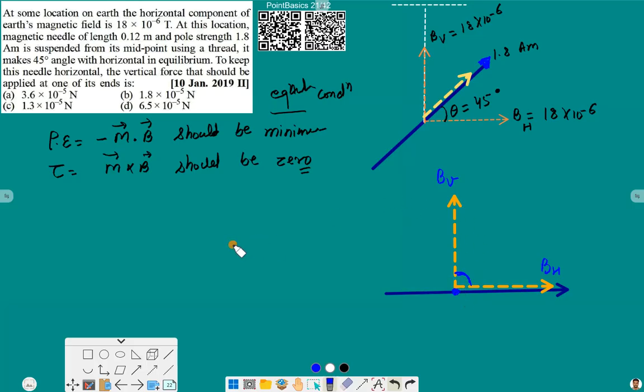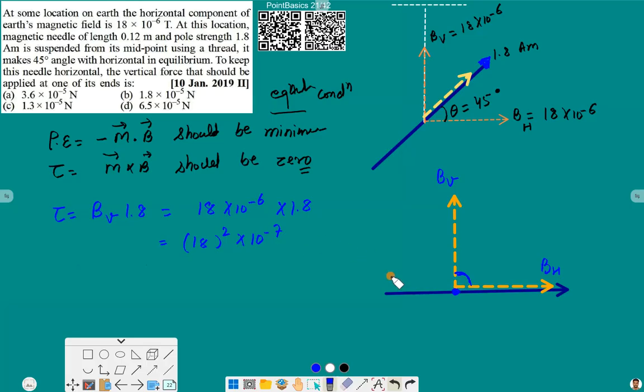So torque due to magnetic field, which is due to the vertical component, will be Bv into magnetic moment, that is 1.8, into sine of 90, sine 90 is 1, and the value of the vertical component is 18 into 10 raised to power minus 6 into 1.8, so it will be 18 square into 10 raised to power minus 7. This is the amount of torque acting due to magnetic field on the needle, and we need to balance this torque. If we need to balance this torque, we need to apply an equal and opposite torque.